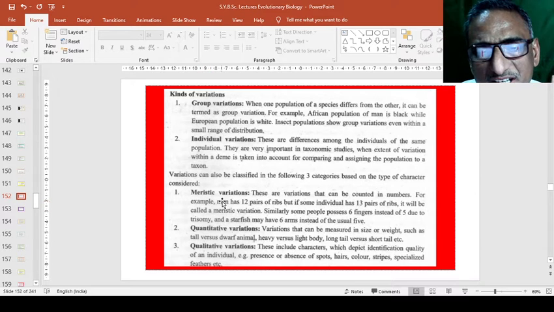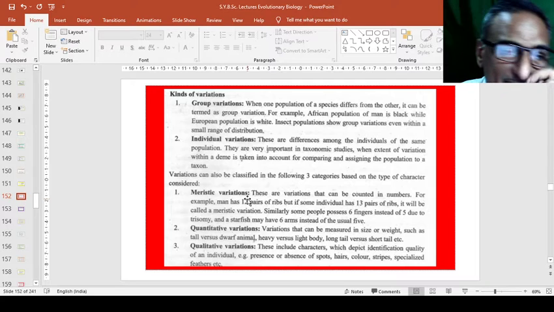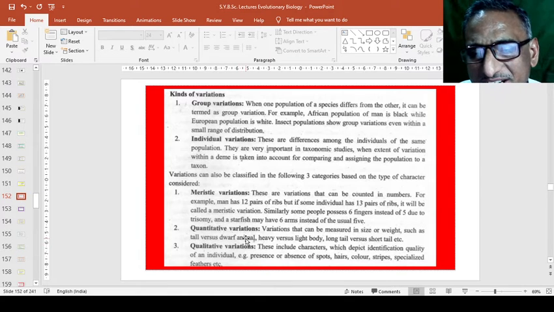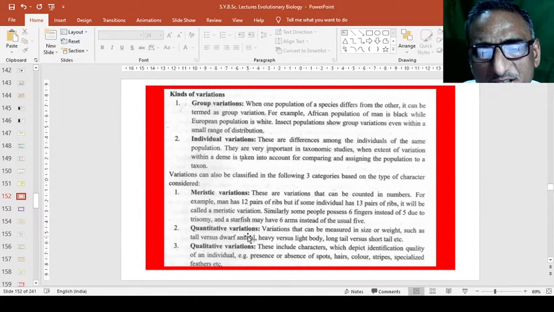First is meristic variation. These are variations that can be counted in numbers. For example, man has 12 pairs of ribs, but if some individual has 13 pairs of ribs, it will be called a meristic variation. Similarly, some people possess 6 fingers instead of 5, and a starfish may have 6 arms instead of the usual 5. We cannot call it a new species, but this is meristic variation. Quantitative variation can be changed or measured in size or weight, tall versus dwarf, heavy versus light. In this way we consider quantitative variation.